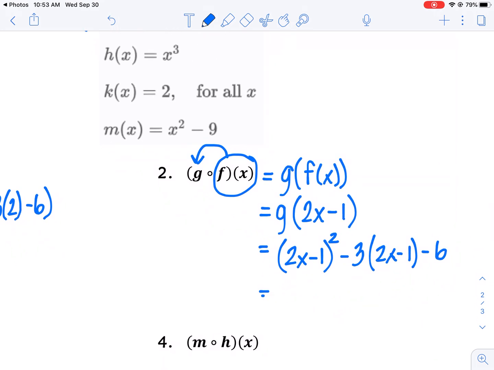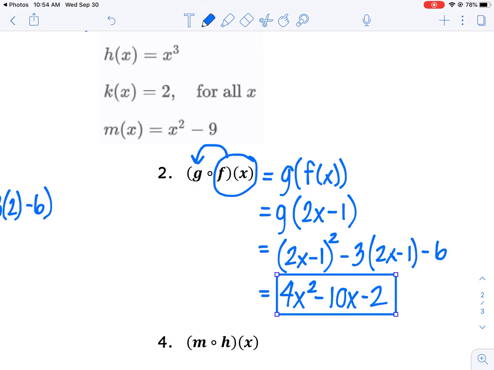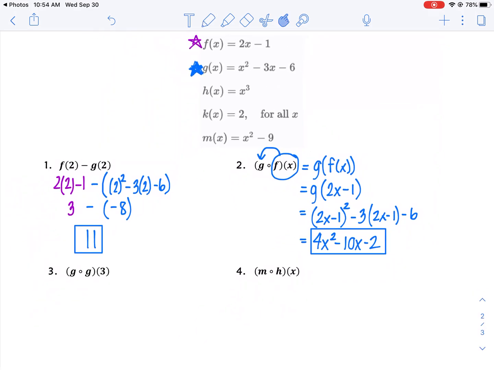Hopefully you did this foiling. 4x squared minus 4x plus 1. Distribute. I'm getting 4x squared minus 10x minus 2. Again, if I'm going too fast, look back at yours or pause, because you should have tried these first. We now have g of 3.